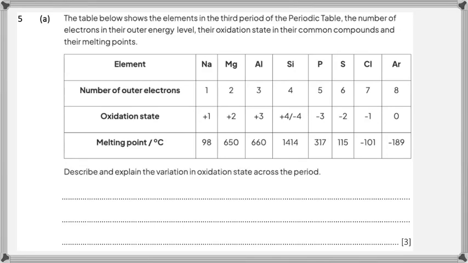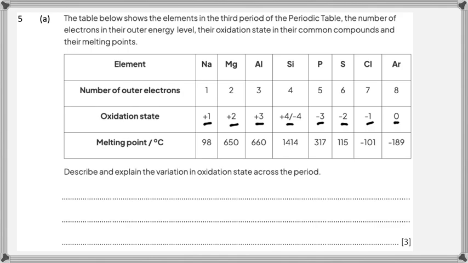So for question 5, the table below shows the elements in the third period of the periodic table, the number of electrons in their outer energy level, their oxidation state in their common compounds, and their melting points. For 5a, it is asking us to describe and explain the variation in oxidation state across the period. Now looking at the table, the oxidation state of sodium is +1, magnesium is +2, aluminum is +3, silicon is either +4 or -4, phosphorus is -3, sulfur is -2, chlorine is -1, and argon is 0.